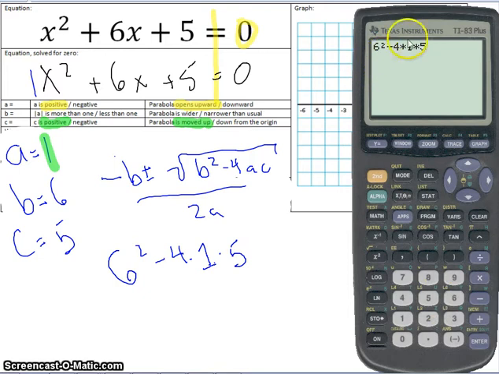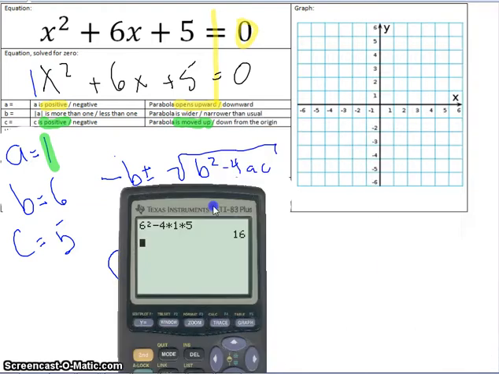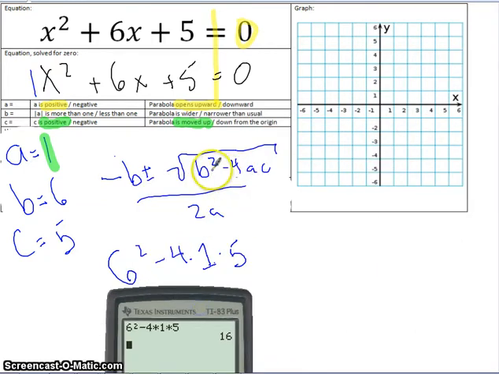Now that's 36 minus 4 times 5 is 20. So 36 minus 20 is 16. And that's called the discriminant. I just figured out what's going just in this part of the square root. And you can see there was already enough in that part of the formula to deal with. I get 16.